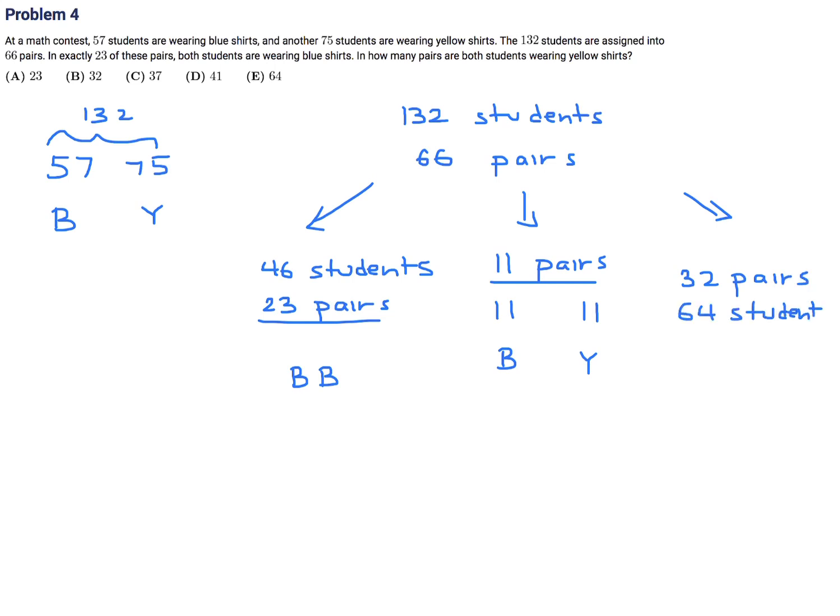Now the blue shirts are all used up, so we only have yellow. We used 11 here, so 75 minus 11 is 64. So 64 students go here, and all 64 will be wearing yellow, and that comprises 32 pairs. And how many pairs are both students wearing yellow shirts? Well, that's 32 pairs. So number 4, the answer is B.